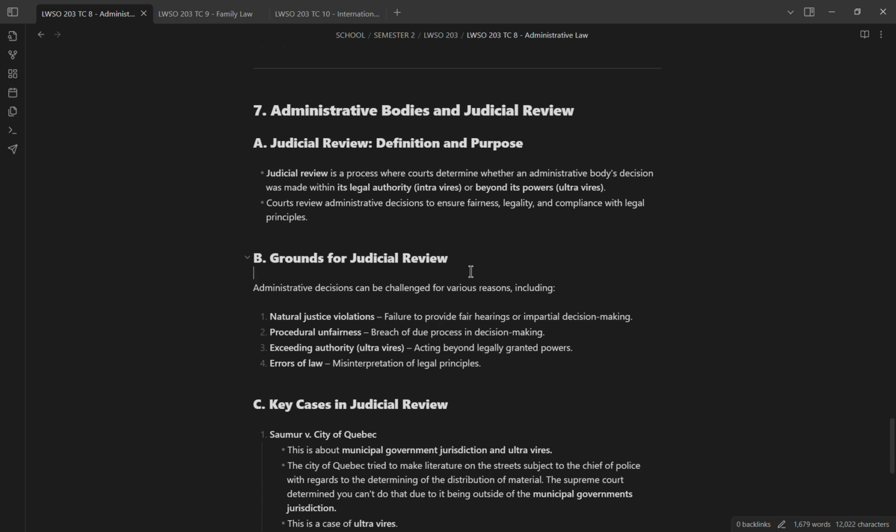Administrative decisions can be challenged for a lot of reasons, such as natural justice violations, right, or the failure to provide fair hearings or impartial decision making. Judicial review can happen because of procedural unfairness, right, where a breach of due process in decision making was made by one of these administrative boards, and judicial review is then executed. The administrative board exceeding their authority, so ultra vires, and acting beyond its legally granted powers, or it having an error in law, right, misinterpreting legal principles.